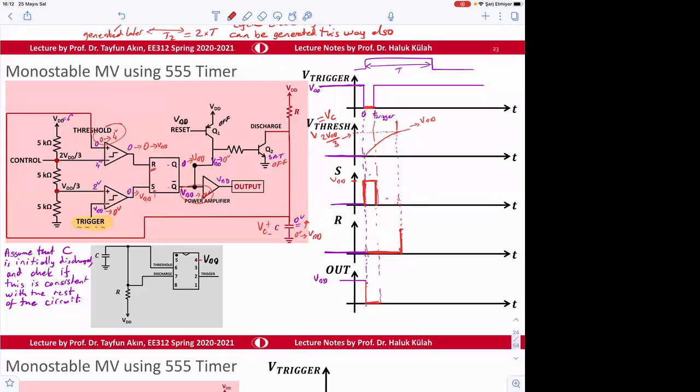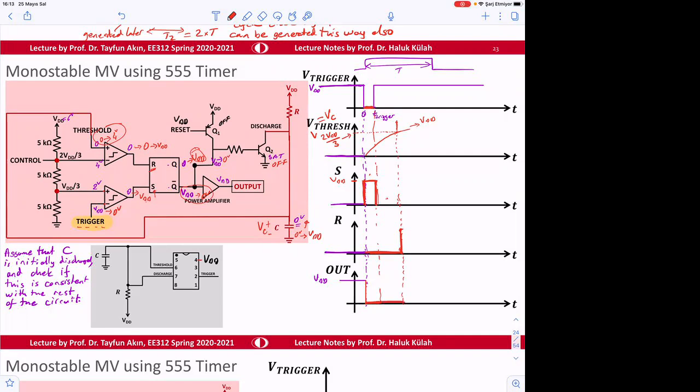when S goes high, that means it is set. Set means Q becomes VDD, okay? And then therefore output goes to low because output is connected to Q bar. And then even though S goes to low, output will keep its value.